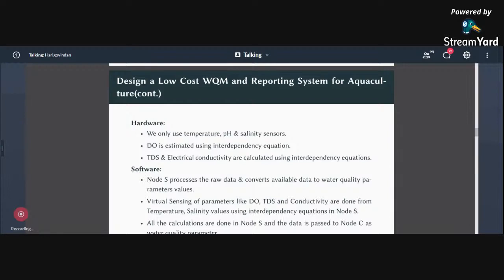These values will be sent to node C, which is a coordinator, through which we can wirelessly provide the data by using a message, or through Wi-Fi, or through a cloud. The farmers and aquaculturists can access the data.